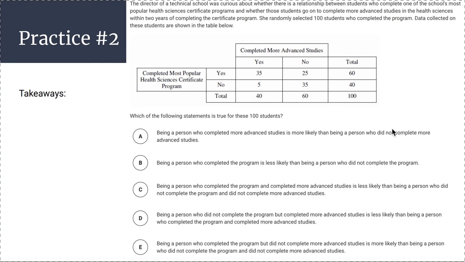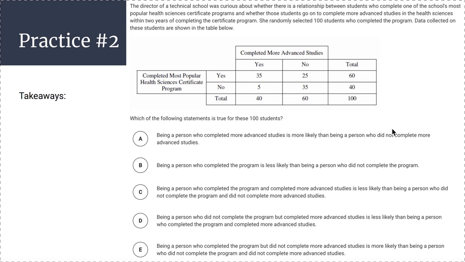Next one. Ooh, a little longer. A director of a technical school was curious about whether there was a relationship between students who complete one of the school's most popular health sciences certificate programs and whether those students go on to complete more advanced studies in health sciences within 2 years of completing the certificate program. She randomly selected 100 students who completed the program. Data collected on these students are shown below. Which of the following statements is true for these 100 students?